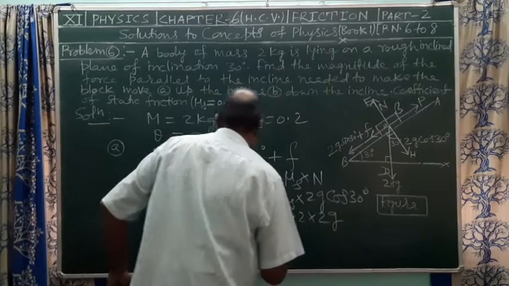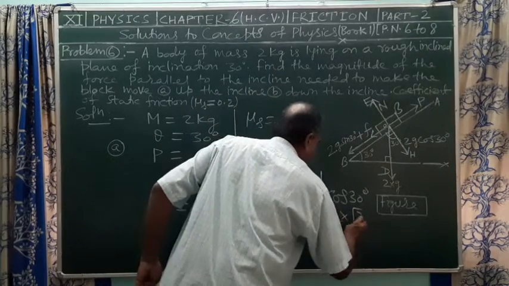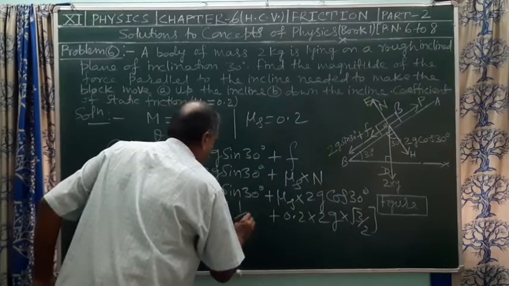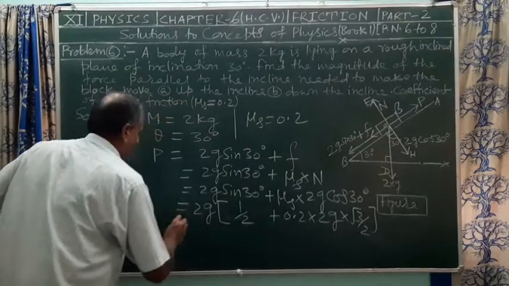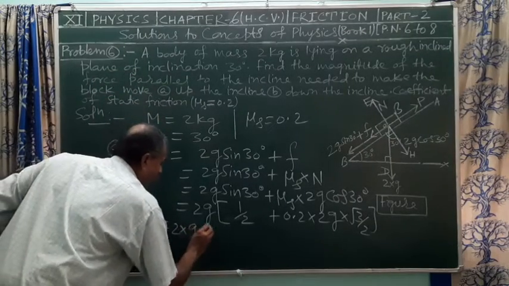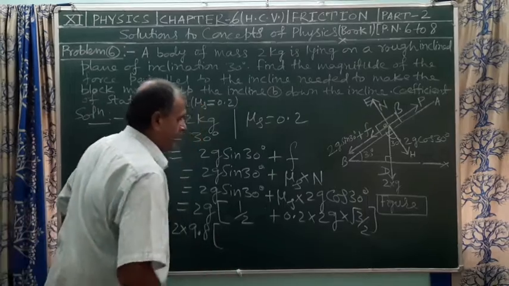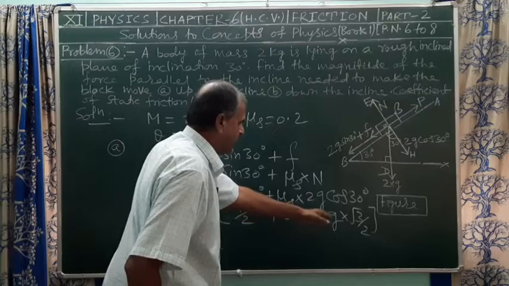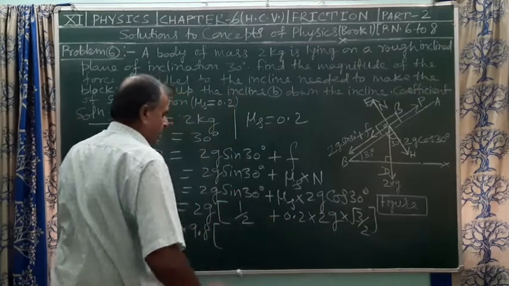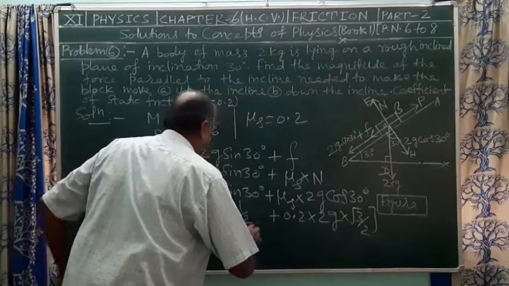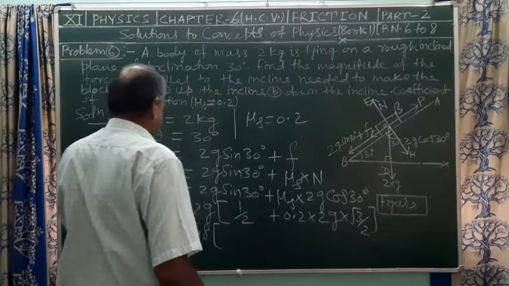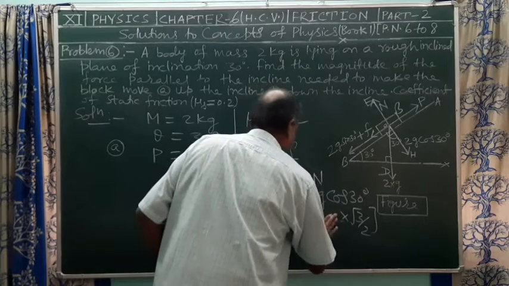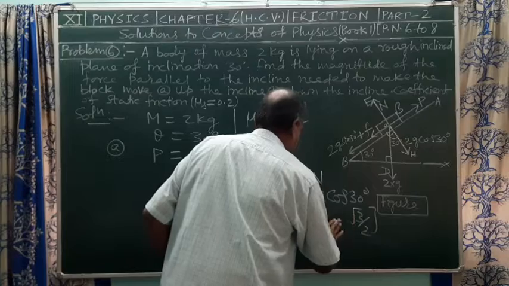Cos 30 is root 3 by 2. We can replace cos 30 by root 3 by 2 and sin 30 by 1 by 2. The value of sin 30 is 1 by 2. So it is 2 into g, which is 9.8, under bracket 0.2 into 2, that is 0.4g into root 3. So we have LCM is 2. Since 2g is taken out from the bracket, inside the bracket it is only cos 30, which is root 3 by 2.